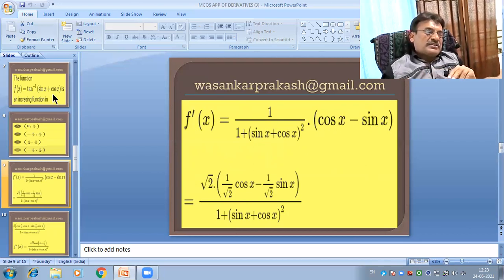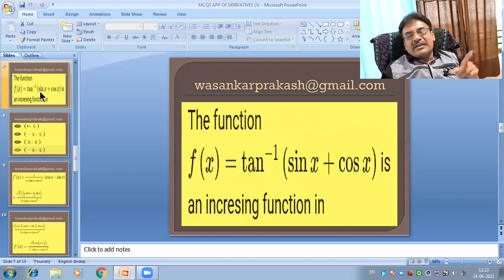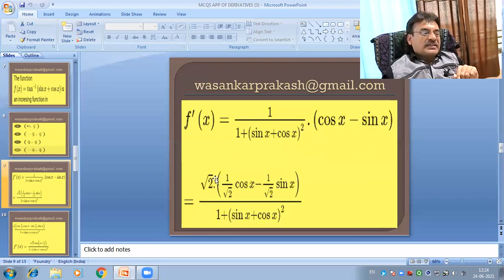We find the first order derivative of this function by using the formula again. Remember the formula: d/dx of tan inverse f(x) is 1 upon 1 plus f(x) whole square into f dash of x. So 1 upon 1 plus (sin x plus cos x) whole square into the derivative of sin x plus cos x, that is, the derivative of sin x is cos x, and the derivative of cos x is minus sin x. So we get directly cos x minus sin x into 1, so write cos x minus sin x.